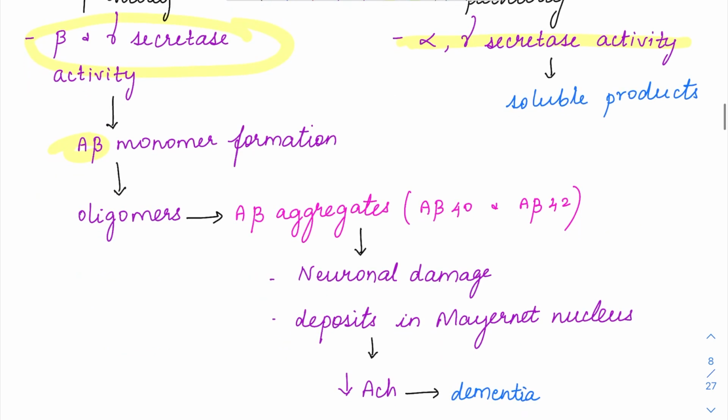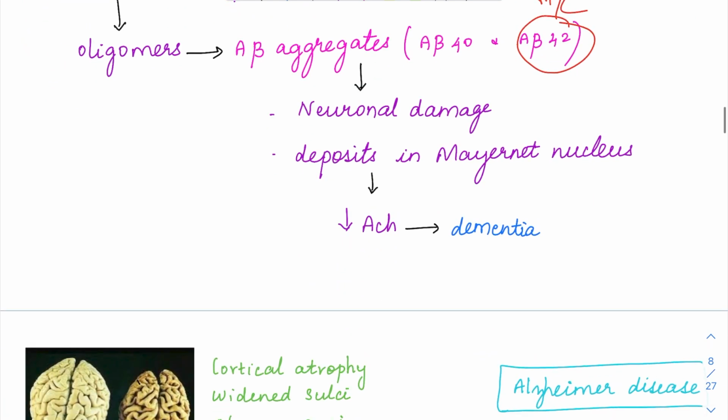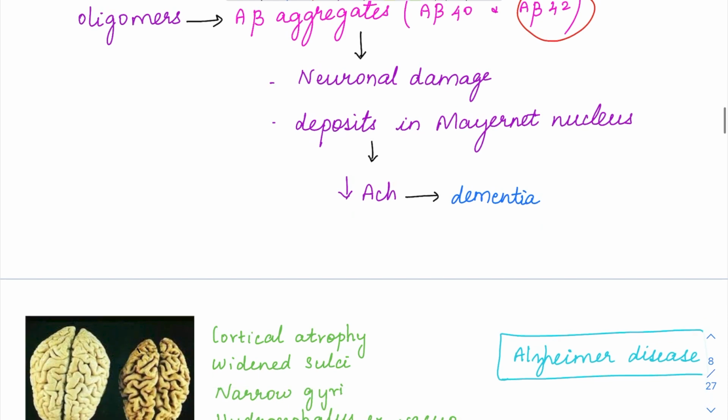These aggregates are the ones which are called A beta. Okay, and these A beta aggregates are usually of the type A beta 40 and A beta 42, out of which A beta 42 is much more common. And these are the ones which form the neuritic plaques. Okay, A beta 42 is the component of the neuritic plaques which we see in Alzheimer's disease.